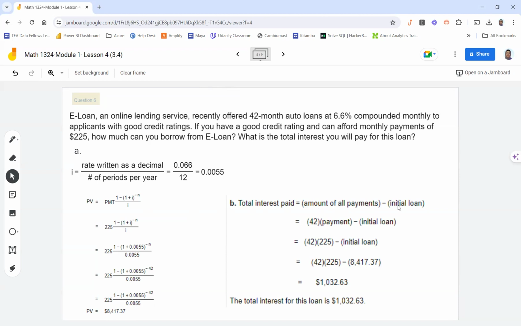Now we want to calculate how much of this money is interest: the amount of all payments minus the initial loan. You're making $225 payments over 42 months, so that's how much money you're going to pay in total. But you actually borrow just $8,417.37 with these payments. So they're actually charging you $1,032.63 as interest.